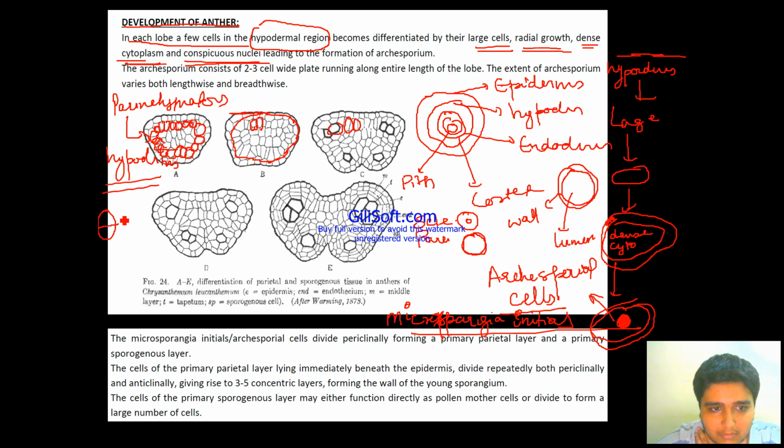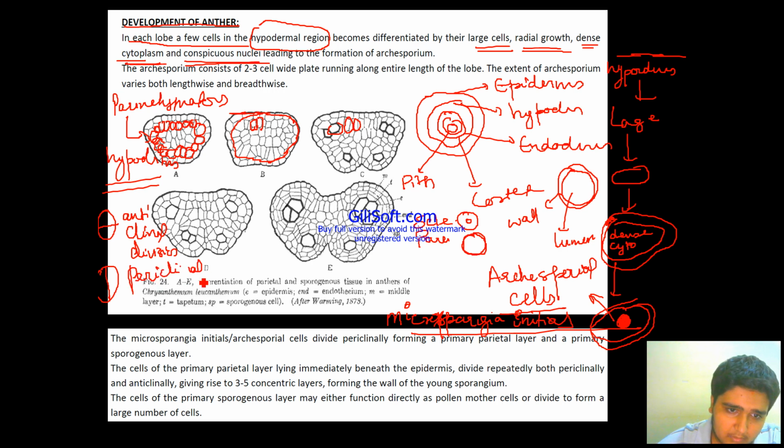This kind of a division, right? Division at the bottom surface, forming two lateral cells. Now this is known as an anticlinal division. And a longitudinal section forms a periclinal division. Clear? So what will these cells do now?